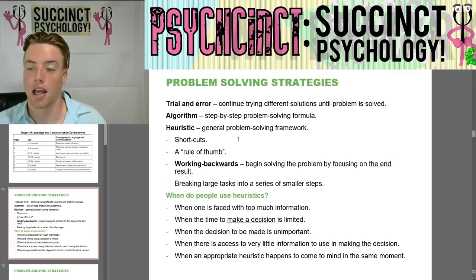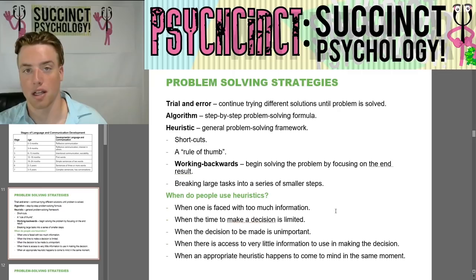So, when do people use heuristics? When one is faced with too much information, when the time to make a decision is limited, when the decision to be made is unimportant, when there is access to very little information to use in the making of the decision, and when an appropriate heuristic happens to come to mind in the same moment.